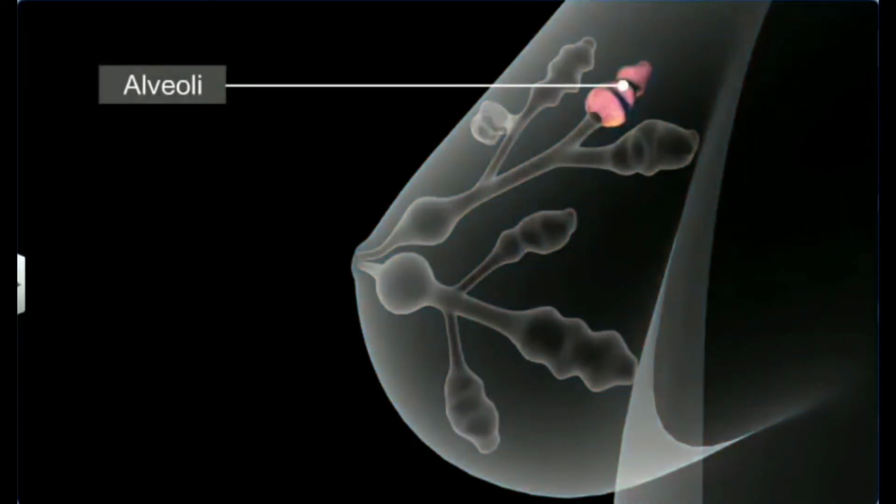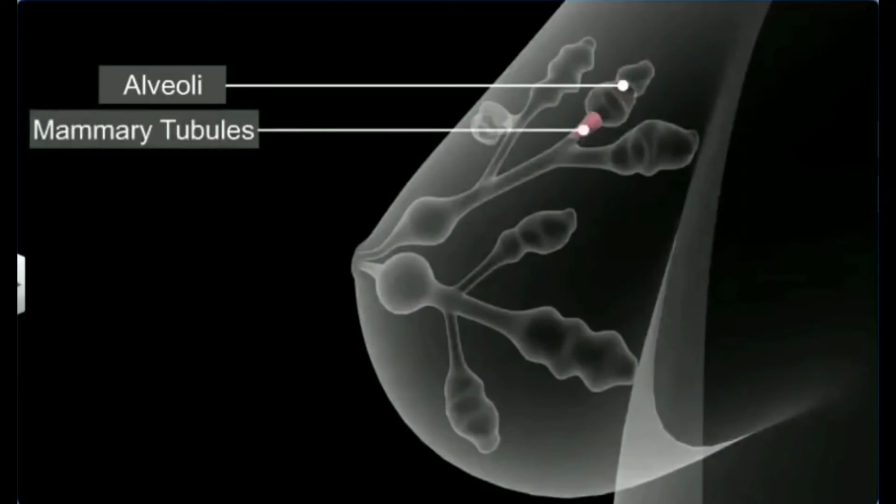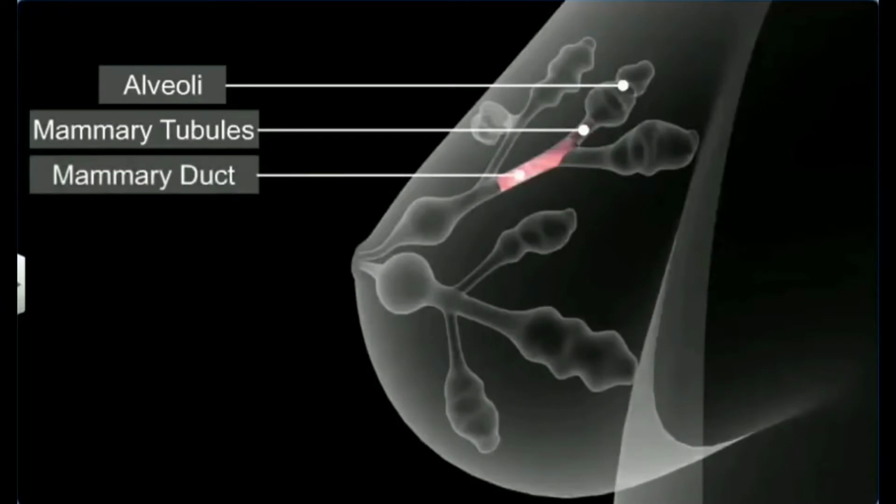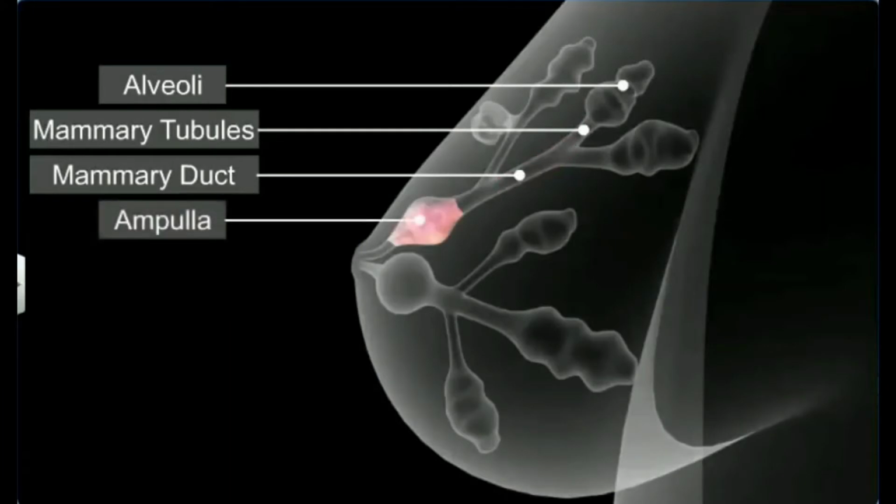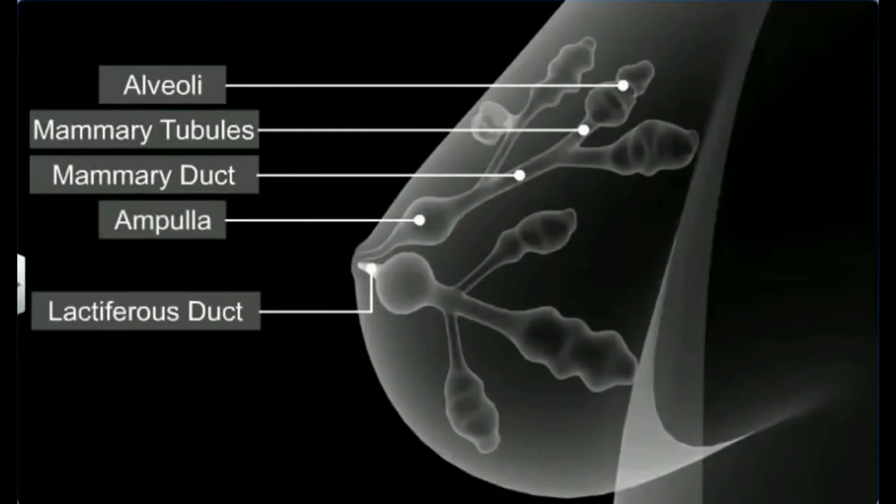The alveoli open into the mammary tubules. The tubules of each lobe join to form the mammary duct. Several ducts join to form a wider ampulla, which is connected to the lactiferous duct. The lactiferous duct opens out to the nipple from which milk is sucked out.